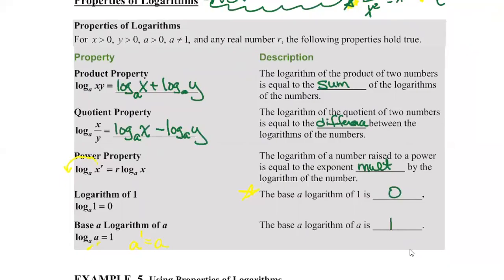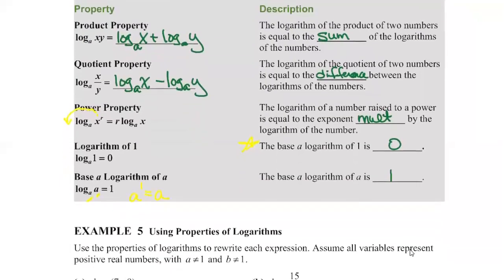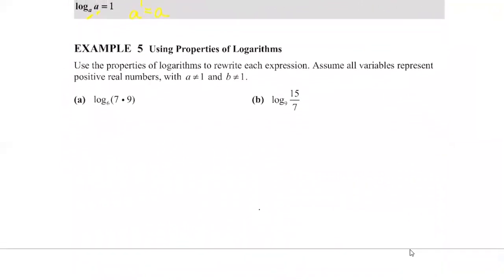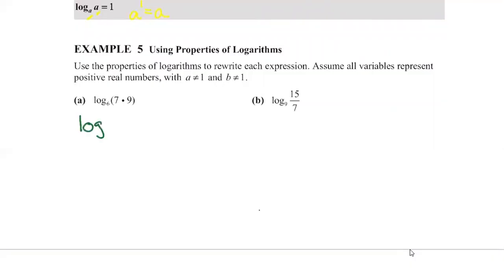All right, so let's go ahead and put these into practice today. Try a couple with you. It says use the properties of logarithms to write each expression. Assume all variables represent positive reals with a not equal to 1 and b not equal to 1. Using the rule we just talked about above, when I have multiplication, I rewrite that as an addition problem. So that'd be log base 6 of 7 plus log base 6 of 9. And that's it. That's all they want you to do, rewrite it in expanded form.